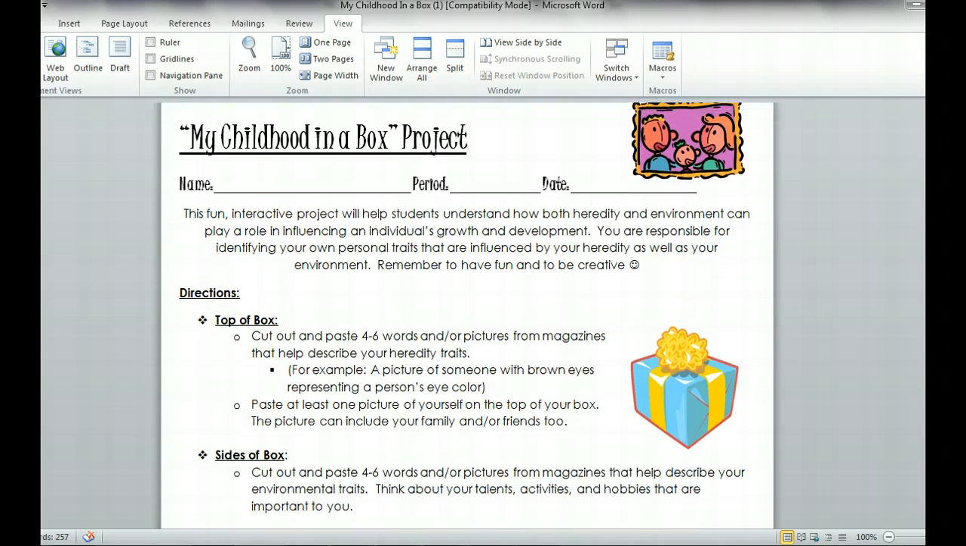Following the flipped lesson in class, I would have them be a part of this fun interactive project where they get to explore their heredity and also their environment. These two elements play a role in influencing a child's growth and development. So we talk about the importance of nature versus nurture.